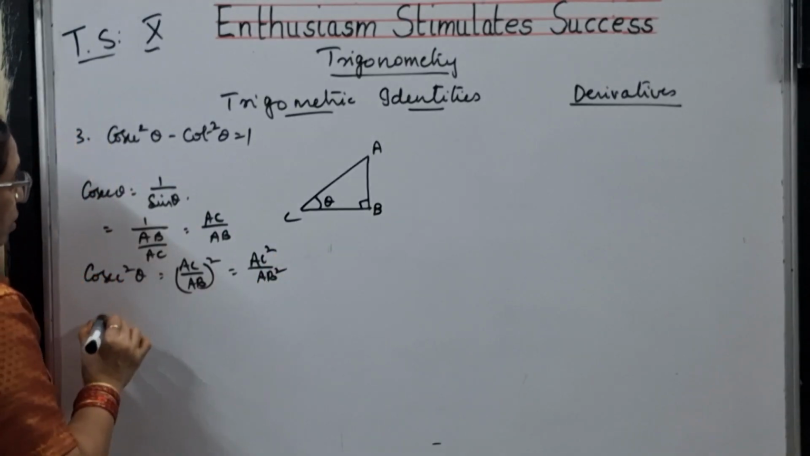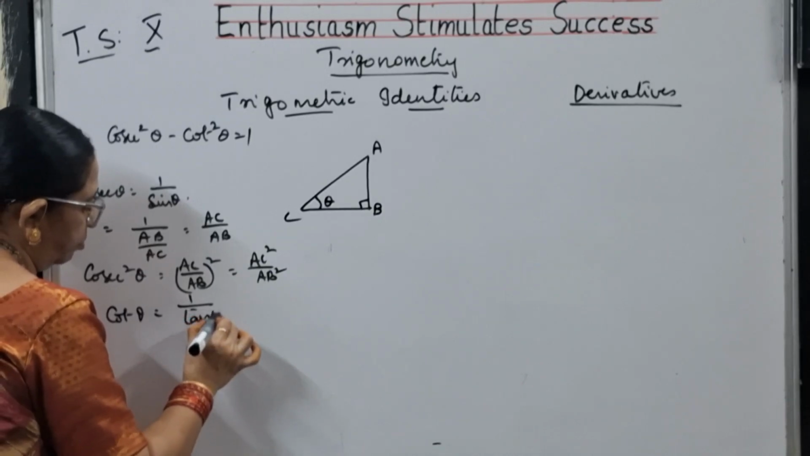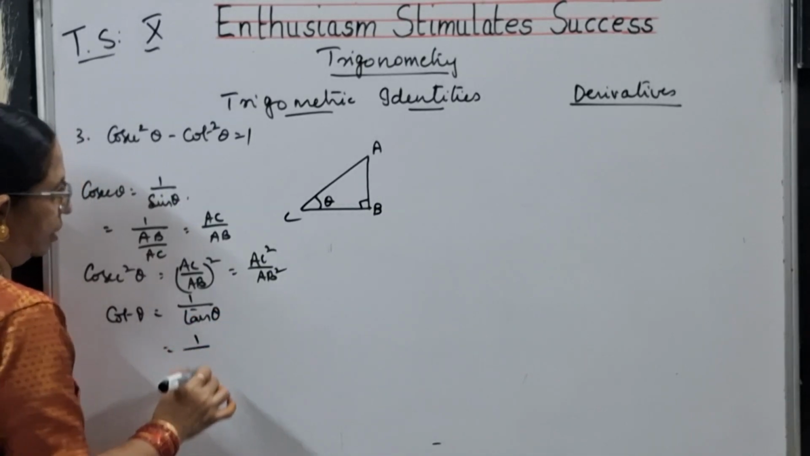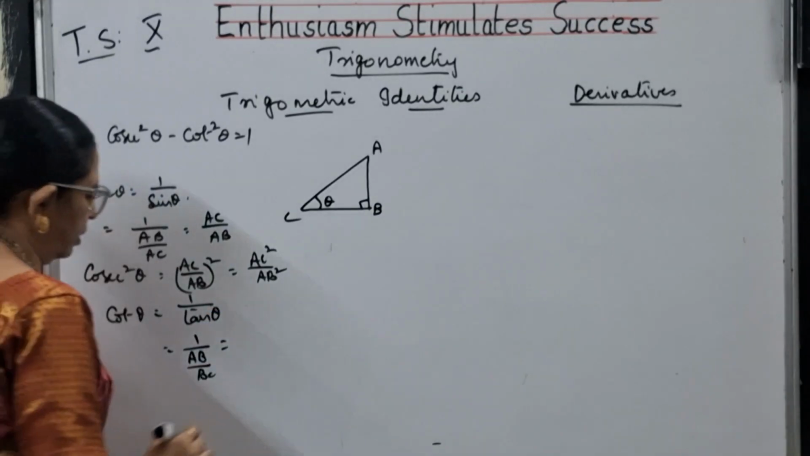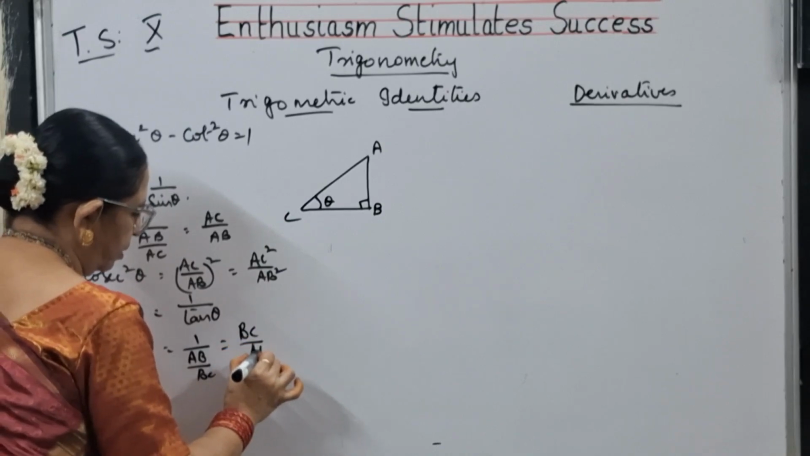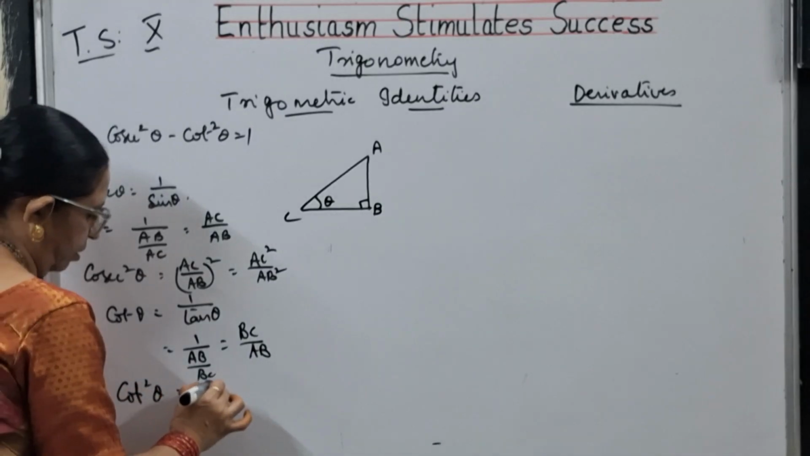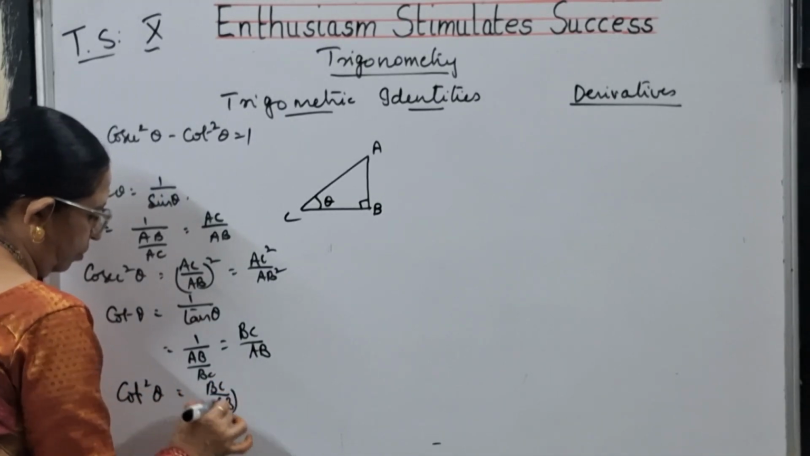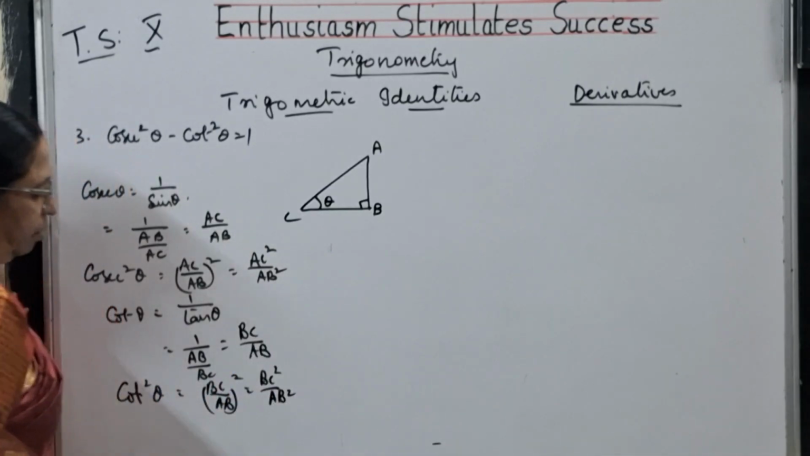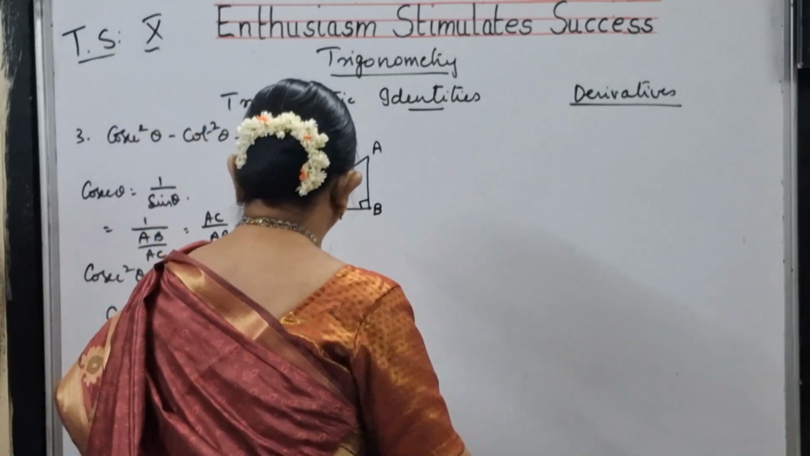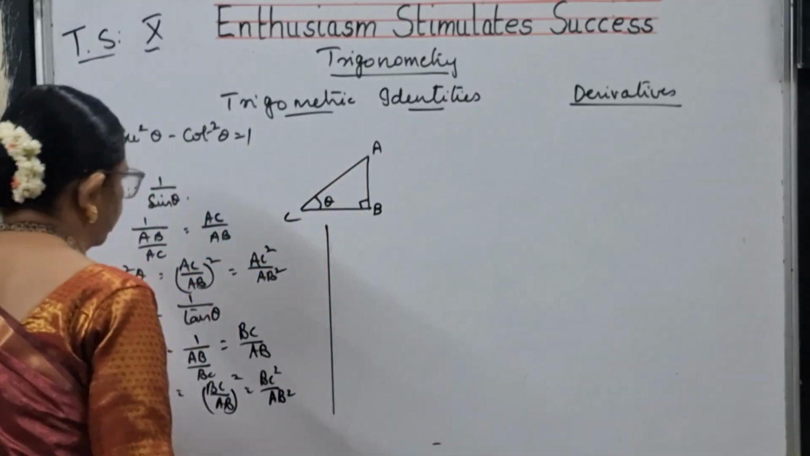Now cot theta. Cot theta is 1 by tan theta. That is 1 by tan theta is AB by BC. That means how much are you getting? BC by AB. Reciprocal of this. So what is cot square theta? BC by AB whole square. That is equal to BC square by AB square. So you have got the cosecant square theta value and the cot square theta value.